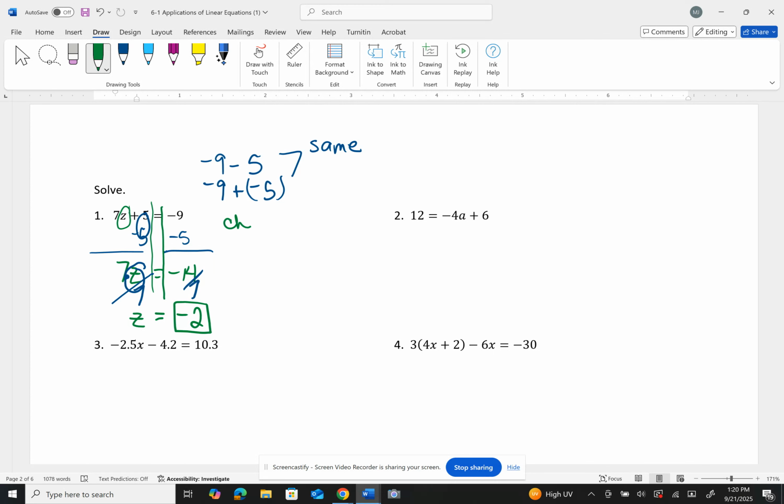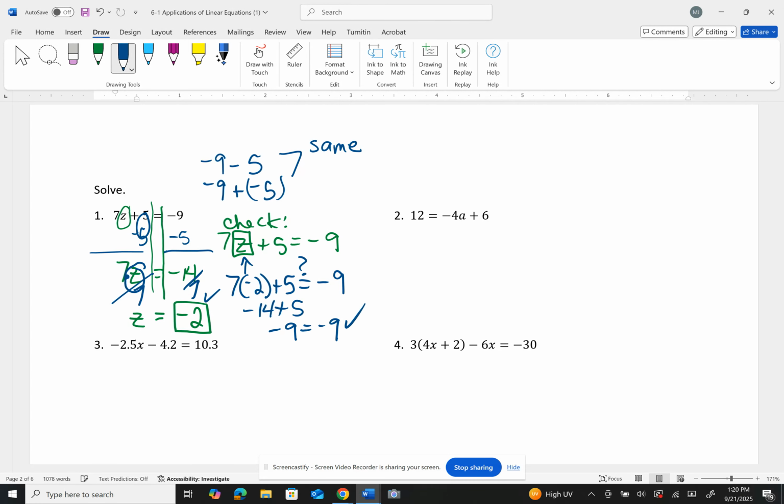Now, that's the answer that you would put in, but if it's important, like a quiz or a test, you ought to do the check, which is to take the equation, which was 7z plus 5 equals negative 9, and where z used to be, put a negative 2 in there, and then just use your calculator to see if you wind up having the two sides being equal. So negative 14 plus 5 would equal a negative 9. I know I'm right without waiting for them to check it for me.